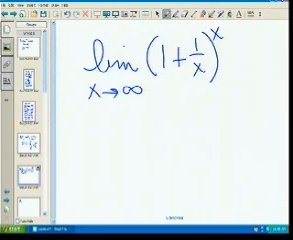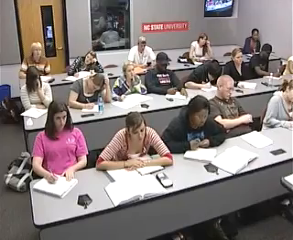One plus 1 over x raised to the x as x gets infinitely large. Does that look familiar? It's closer and closer to 1. Wait, what is it? That's the number e. That's one of the definitions, actually, of the number e.